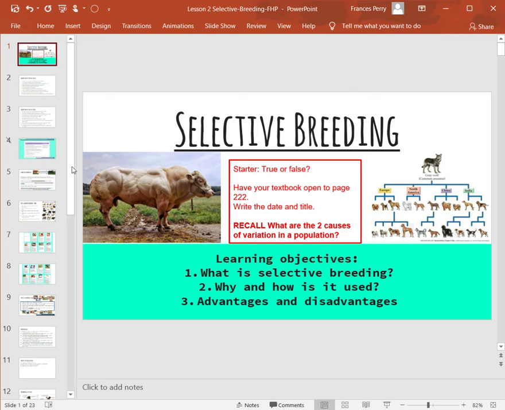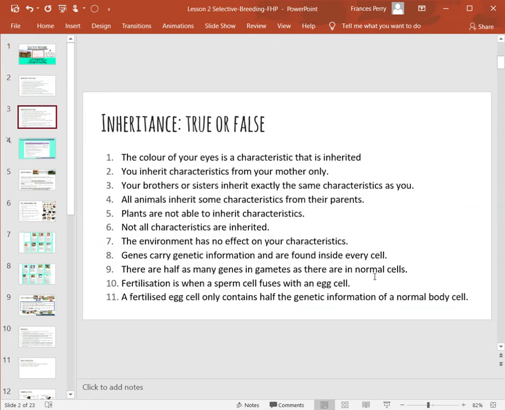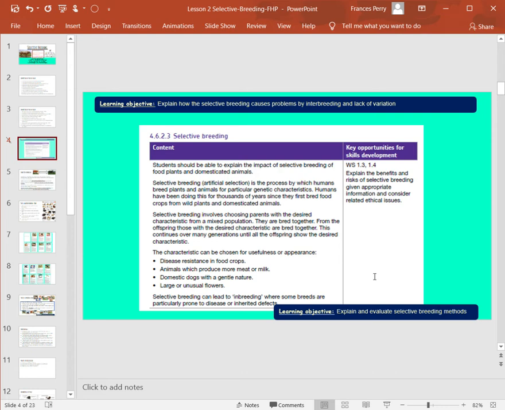I want you to open the slides. You'll see that they look like this: selective breeding. There's a quick true or false starter for you, and then once you've checked your answers on that, there's a quick reference to the specification so you can see where we are on that.